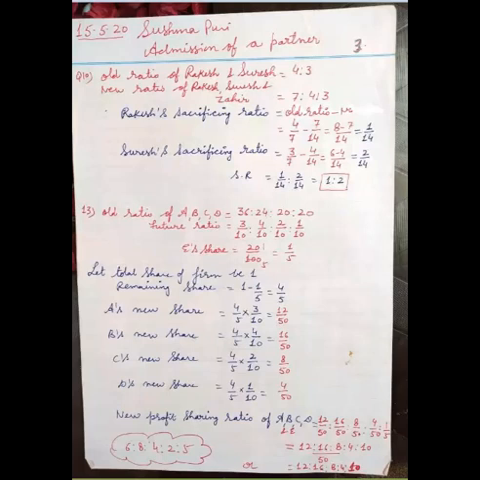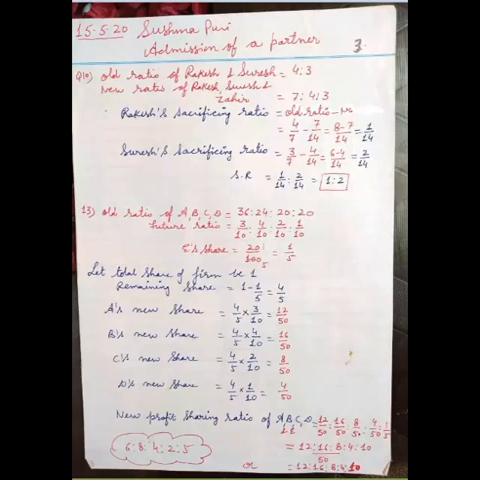Let the total share of the firm be 1. Remaining share is equal to 1 minus 1/5, which is 4/5. So you will multiply by 4/5. A's new share is equal to 4/5 into 3/10 is equal to 12/50. B's new share is 4/5 into 4/10 is equal to 16/50. C's new share is 4/5 into 2/10 is equal to 8/50. D's new share is 4/5 into 1/10 is equal to 4/50.